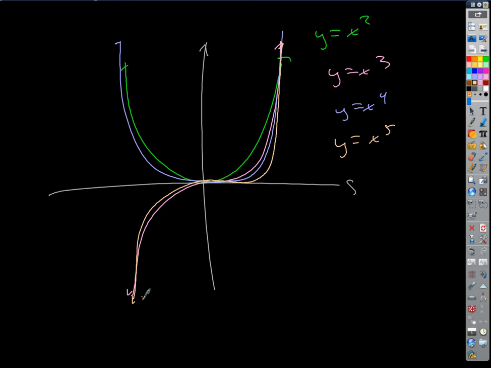So for an even function, as x approaches infinity, what does y approach? Infinity, right? Goes up forever. For an even function, x squared, x to the fourth, x to the sixth, etc., as x approaches negative infinity, what does y approach? Infinity, right? Goes up forever. For an odd function, as x approaches infinity, y approaches infinity. But as x approaches negative infinity, f of x or y approaches negative infinity, right?